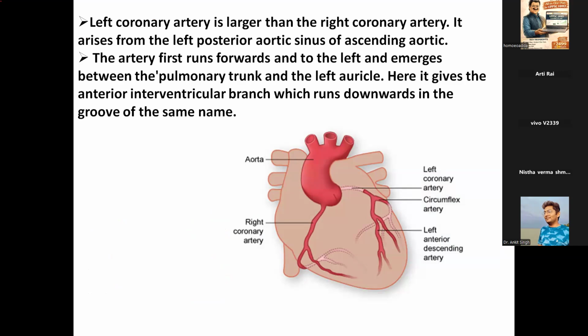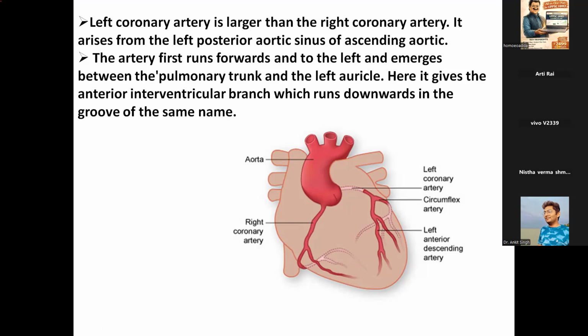Now coming to left coronary artery, it is larger than right coronary artery. It arises from the left posterior aortic sinus of ascending aorta. The artery first runs forward and to the left and emerges between pulmonary trunk and left auricle. यहाँ पर क्या है, पल्मोनरी ट्रंक और राइट ऑरिकल के बीच में राइट कोरोनरी आर्टरी, पल्मोनरी ट्रंक और लेफ्ट ऑरिकल के बीच में लेफ्ट कोरोनरी आर्टरी, ठीक है। Now जैसे ही वो इमर्ज होती है तुरंत ही एक ब्रांच दे देगी.